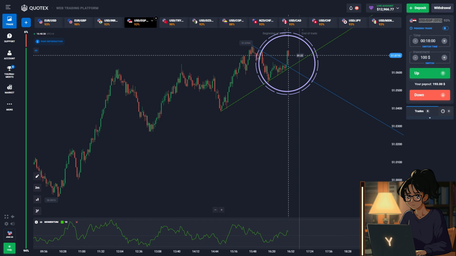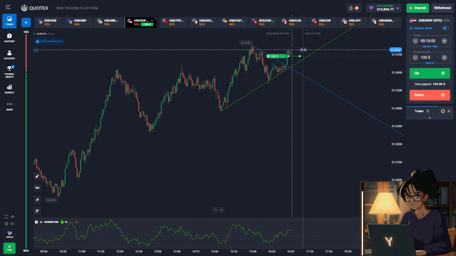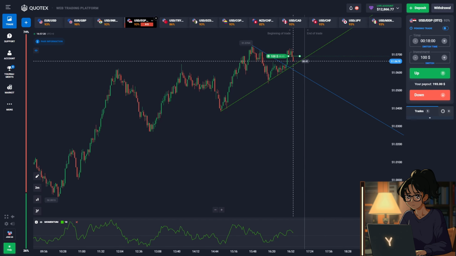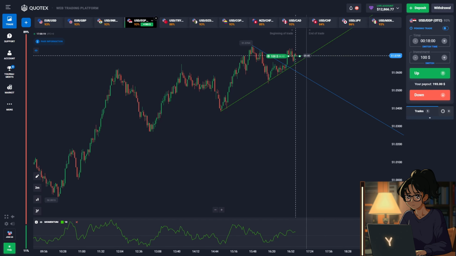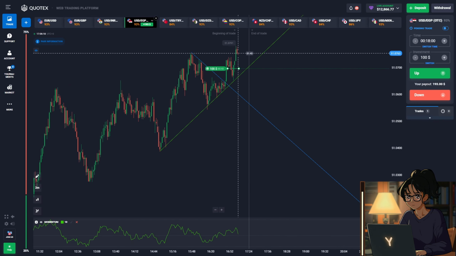After a few small candles, here it is, a strong green candle breaks support. I enter a call for 18 minutes. Why 18? Because I'm using the 2-minute chart and I want to give price time to build momentum. To confirm, I turn on the momentum indicator. The line crosses above 100. That's exactly what I needed.